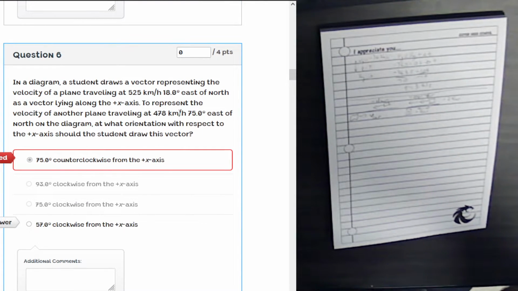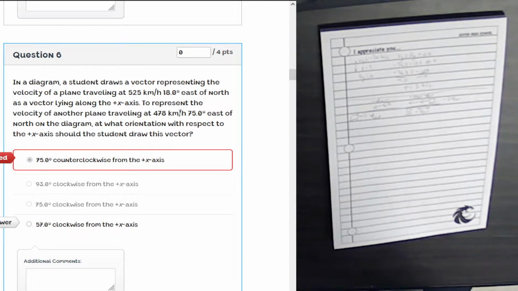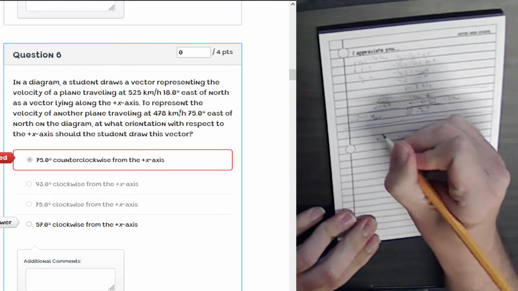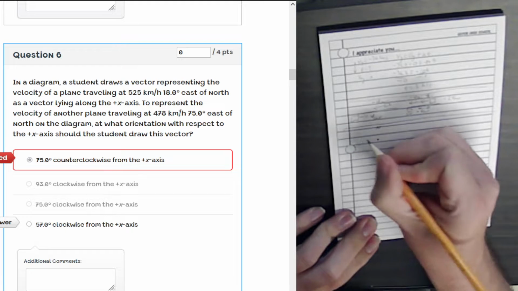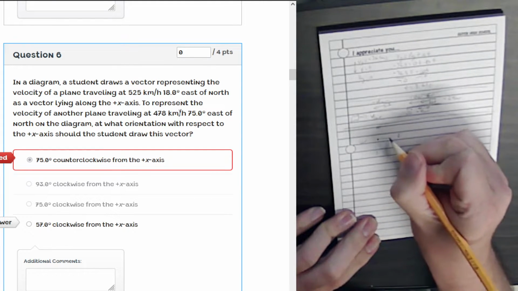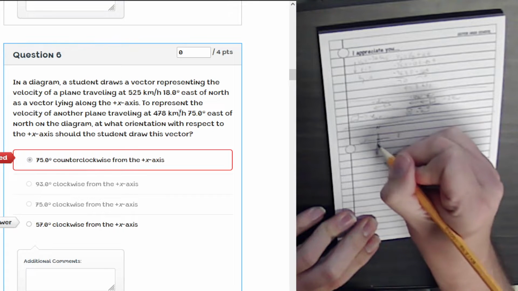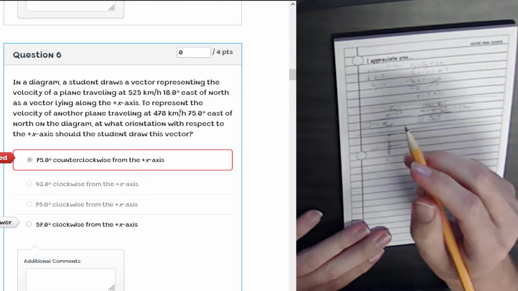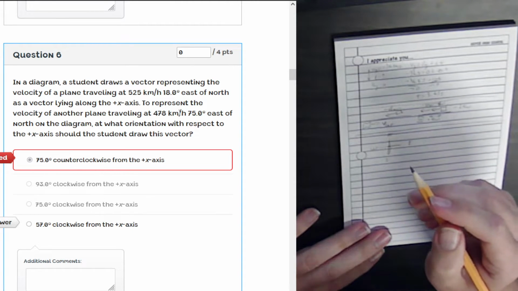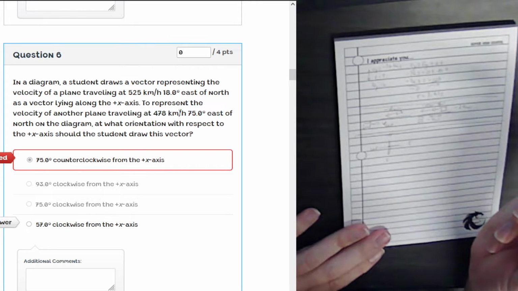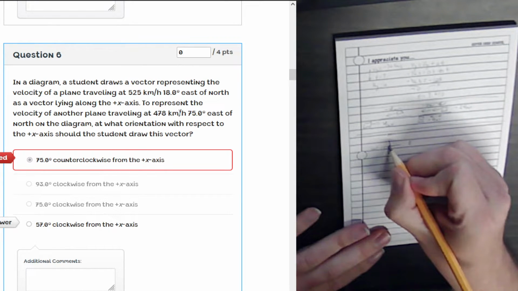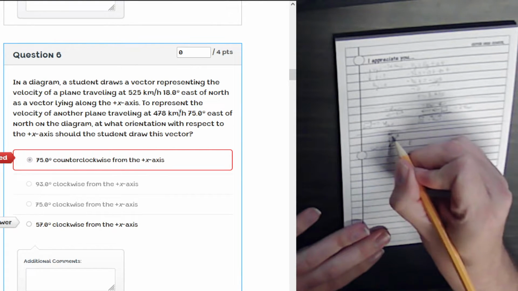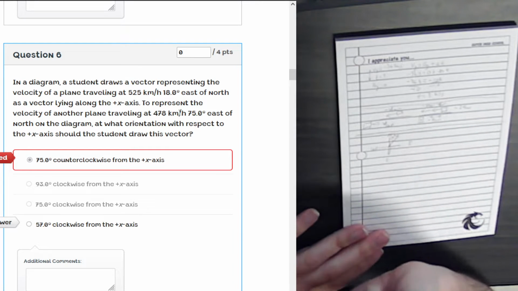Number 6, it says, an interesting setup here. It says, okay, we have north, south, east, and west. Right? And it says, okay, we got this first vector here from a plane traveling 525 kilometers per hour, 18 degrees east of north. So this is our north line, so this side would be east of north. So it's going to be going like this. So this angle here is 18 degrees east of the north line.